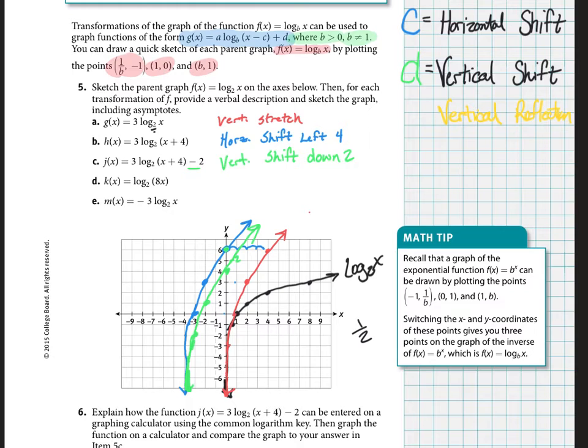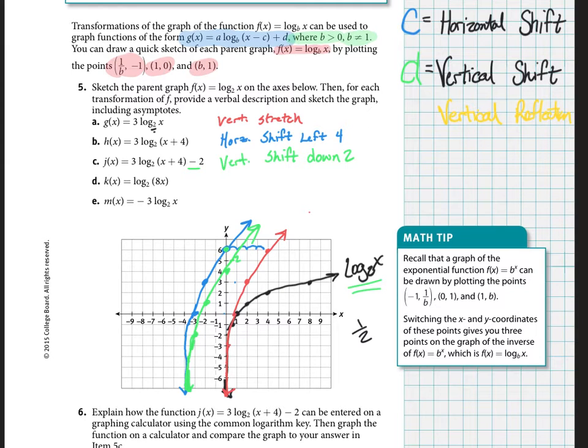So our transformations, you can see we started with the black one here. We stretched it vertically, so it's like taking a piece of rebar and bending that up 3 times as fast. And then we shifted it left 3 units, and then we moved it down 2 units. So this is our transformations of logarithms. Hopefully that seems very familiar.